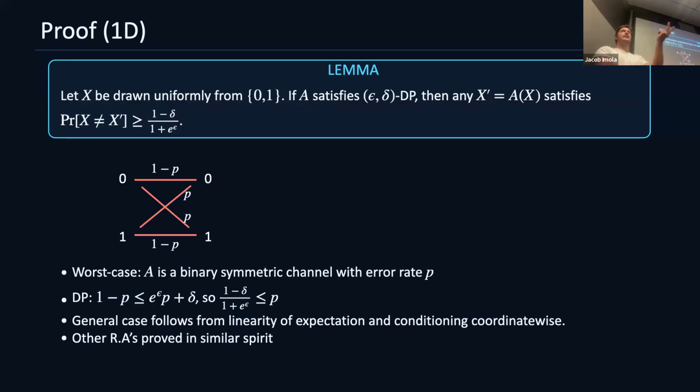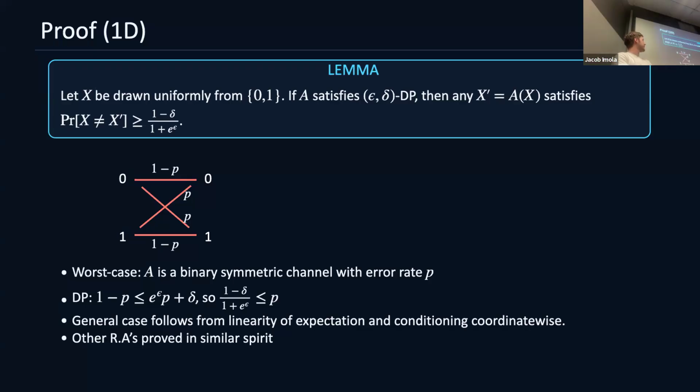Because we're in a symmetric setting, x is uniformly drawn from 0, 1 to the n, you can show that the worst case algorithm is a binary symmetric channel with flipping probability p. The lowest possible value of p that you can have while satisfying epsilon-delta differential privacy is exactly that constant: p equals (1 minus delta) over (1 plus e to the epsilon). That comes from just rearranging the definition of DP.